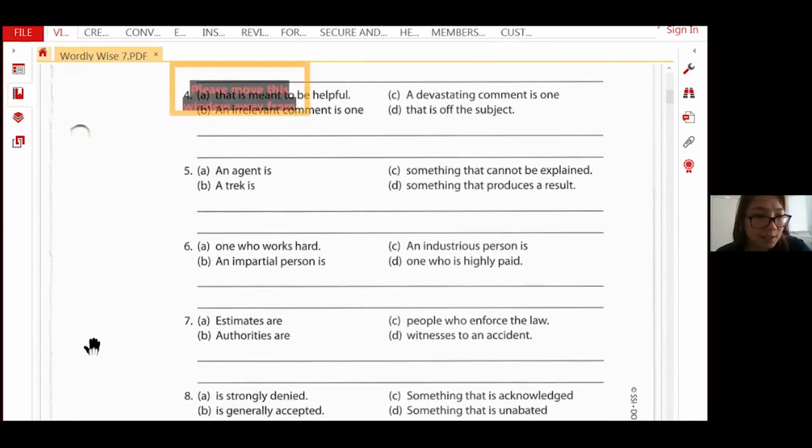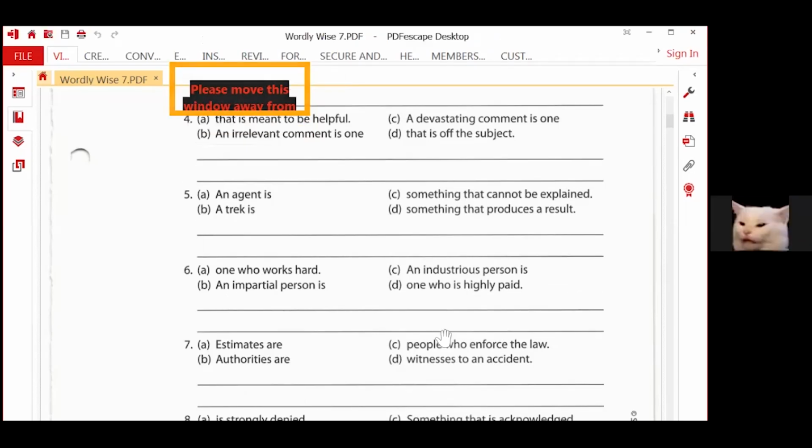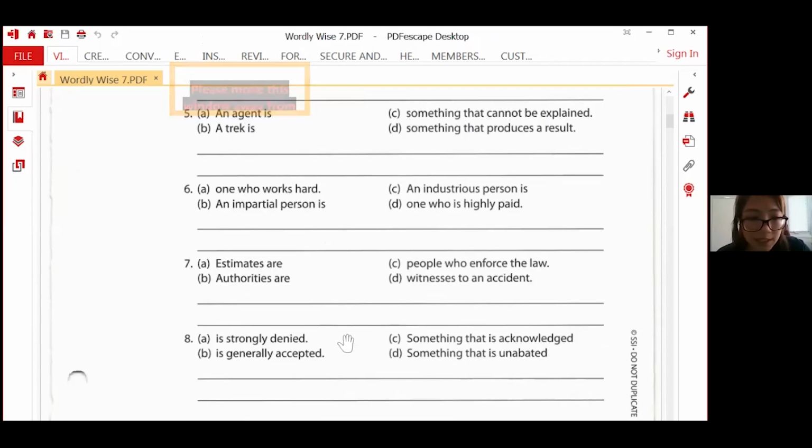Number 7. Let me see who else is there. Sophia. Nathan Fan. Number 7, Nathan Fan. Authorities are people who enforce the law. Very good. So B and C. Next one, number 8, Christina Deng.